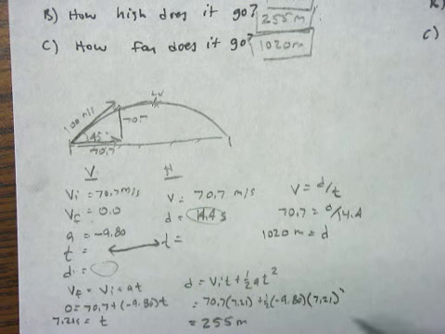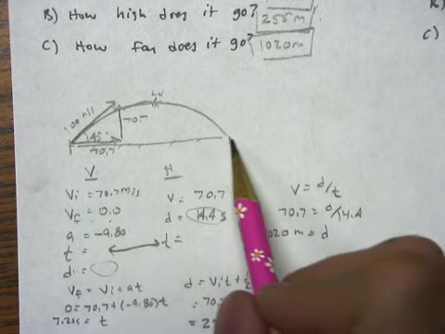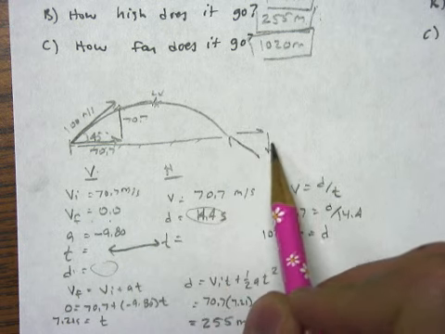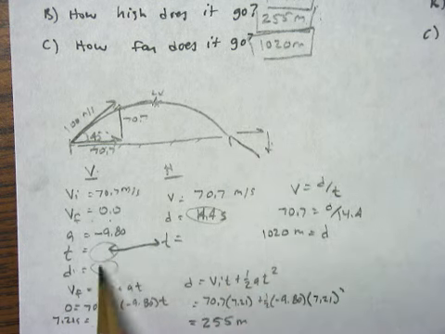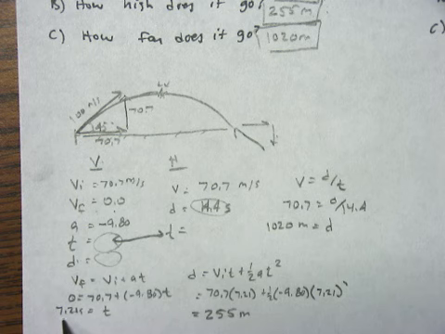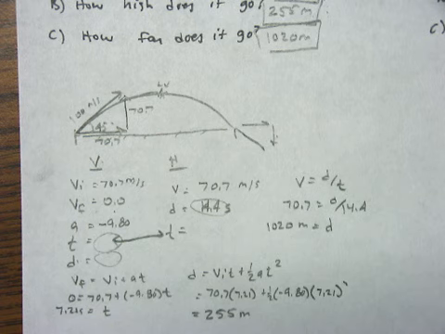Now there are other ways to do this problem. Instead of using 0 for the final velocity, I could have used negative 70.7, and then that would have given me the whole time. Instead of having to double it, I could have put a negative 70.7 in for where 0 is, and I would have gotten 14.4 right away. So there's lots of ways you can do these problems. Don't let me buttonhole you.